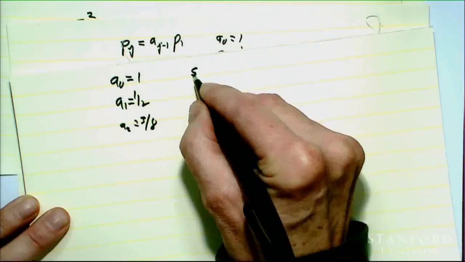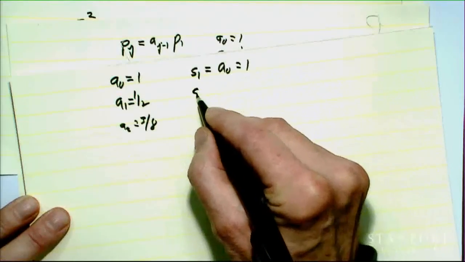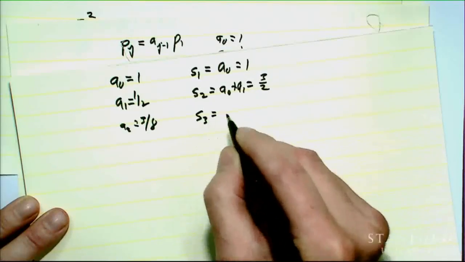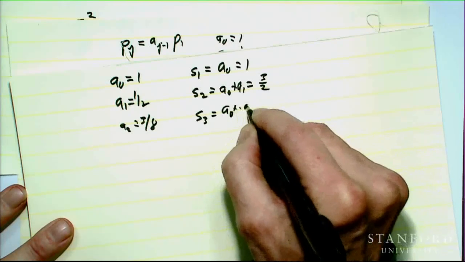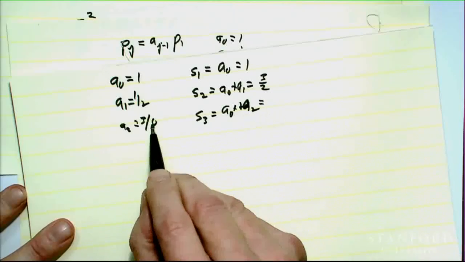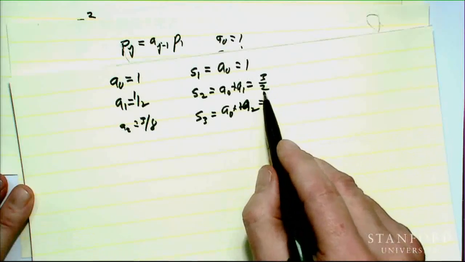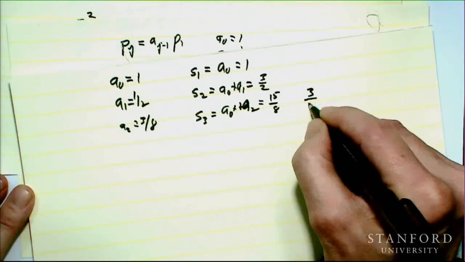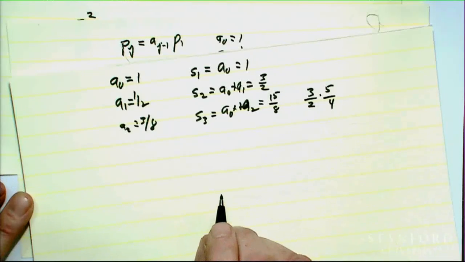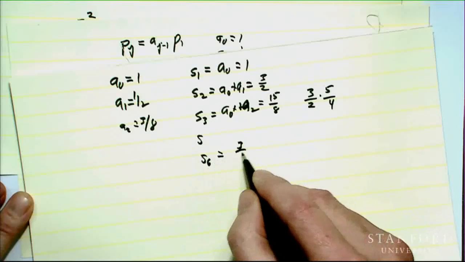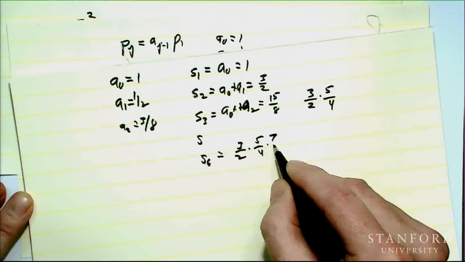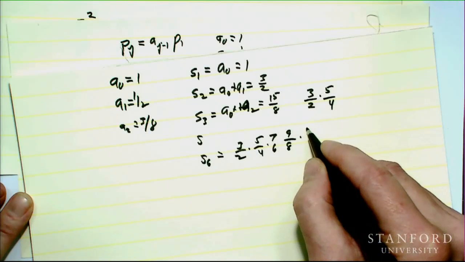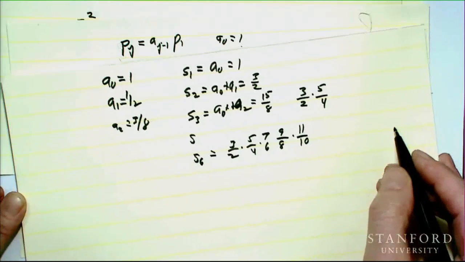Now, if I add this together, S1 was equal to A0, which is equal to 1. S2 is going to be the sum of the first two guys, and that's equal to 3/2. And S3 is the sum of the first three guys, A0 up to A2. Add 3/8 to that, and what do you get? This is 12/8, it's 15/8, right? So anyway, this is 3/2 times 5/4. And guess what? S6 is 3/2 times 5/4 times 7/6 and 9/8, and we're going to have 5 terms in there, I guess. 11/10.